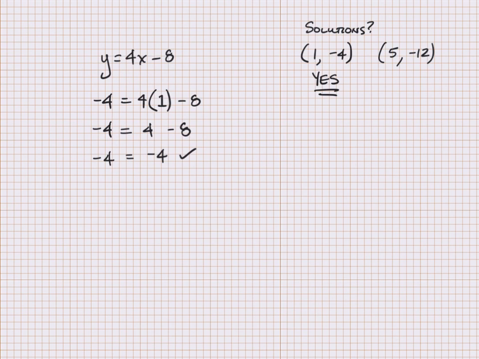Let's check (5, -12). Forgot to plug in Y. So remember, 5 would be my X value, -12 would be the Y value. So we'll plug in -12 for Y, and then 4 times 5 minus 8. So just evaluate the right-hand side. It's going to be 20 minus 8. This is -12 equals 12. These are opposites. They are not equal to each other, which means that these are not equal. And no, this is not a solution. So that's how you check to see if an ordered pair is a solution to an equation.